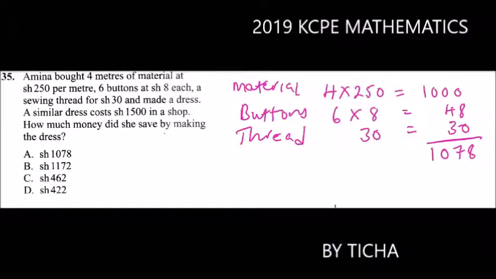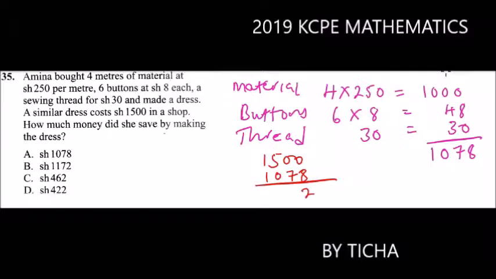So you subtract from the dress in the shop that cost 1,500 shillings. You subtract 1,078, and you'll be left with, oh, here we borrow 1. So we have 10 minus 8 is 2.